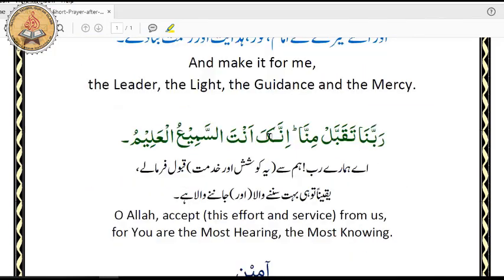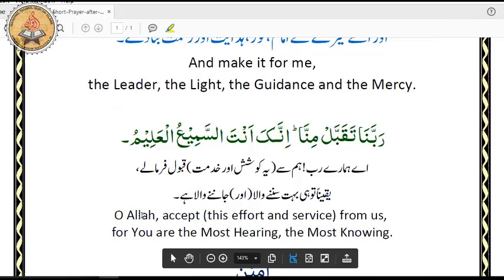We're going to end with this prayer, a small one as well. Rabbana taqabbal minna innaka antas-Sami'ul-Alim. O Allah, accept this effort and service from us, for you are the most hearing, the most knowing.